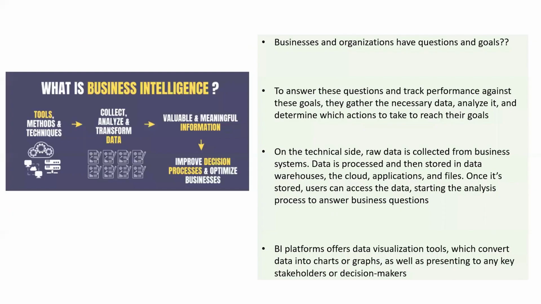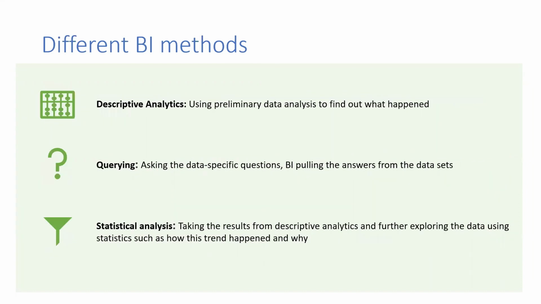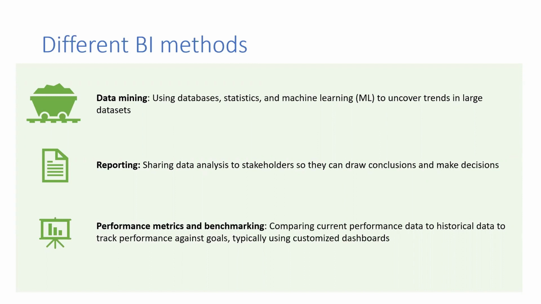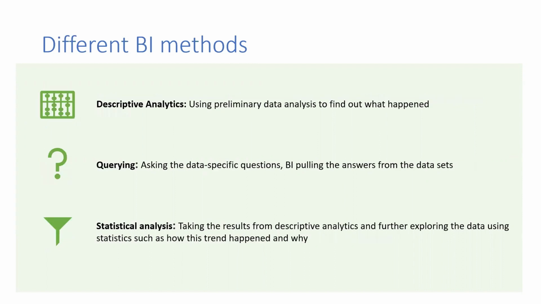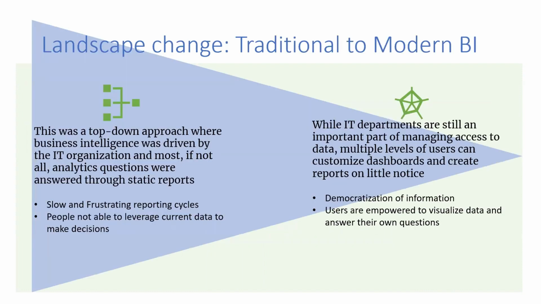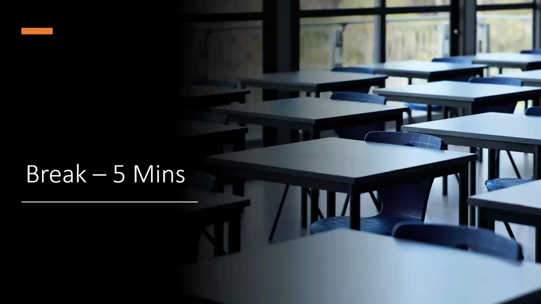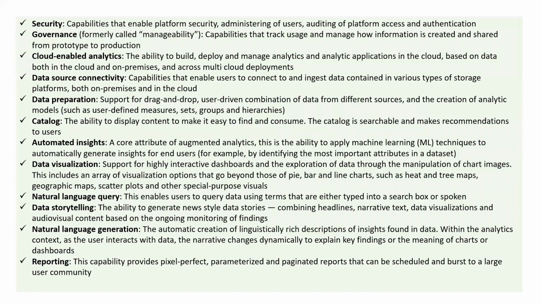So we started with what is BI and the process of business intelligence, different methods or expectations from a BI person and what typically a BI person does: data mining, reporting, performance metrics and benchmarking, descriptive analytics, querying, statistical analysis, data visualization, visual analysis, and data preparation. Landscape change from traditional to modern BI, Magic Quadrant for analytics and business intelligence platforms, and where Qlik stands in this. Now, after that, we looked at some of the parameters on which a tool is assessed by Gartner.